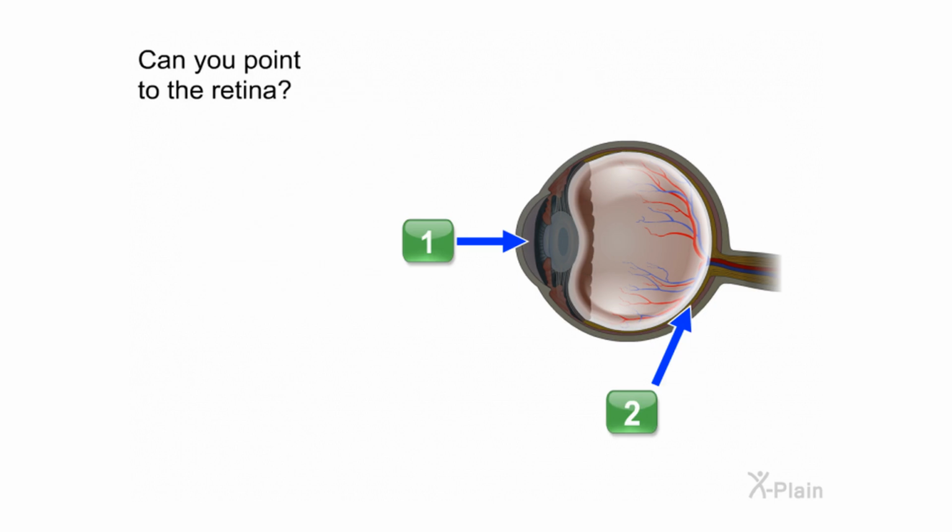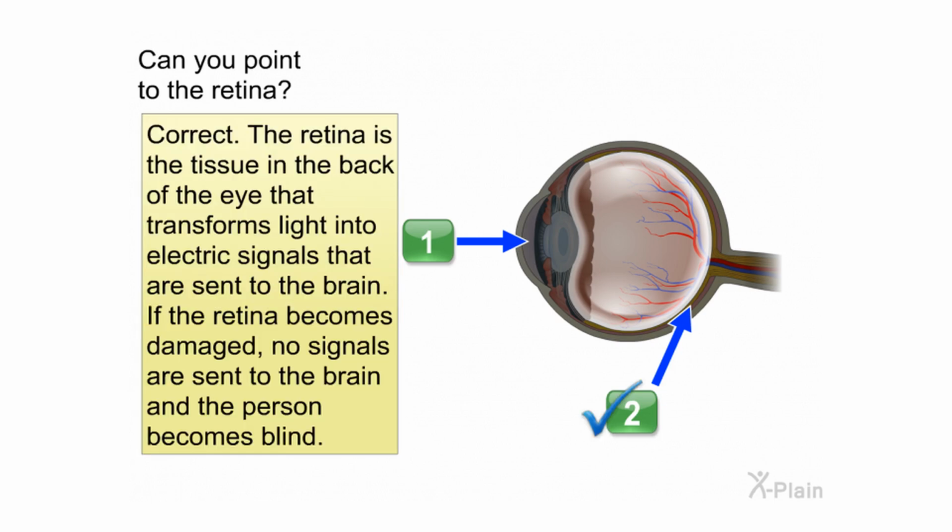Can you point to the retina? Choose one of the following options. Correct. The retina is the tissue in the back of the eye that transforms light into electric signals that are sent to the brain. If the retina becomes damaged, no signals are sent to the brain, and the person becomes blind.